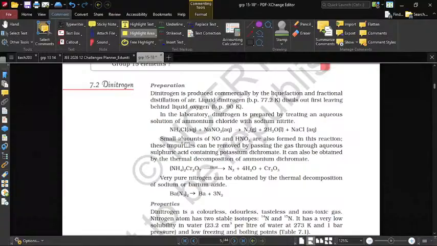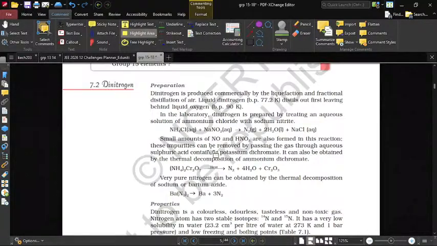Small amounts of NO and HNO3 are also formed in this reaction. These impurities can be removed by passing the gas through aqueous sulfuric acid containing potassium dichromate. It can also be obtained by thermal decomposition of ammonium dichromate. (NH4)2Cr2O7 on heating will give N2 plus 4H2O plus Cr2O3.